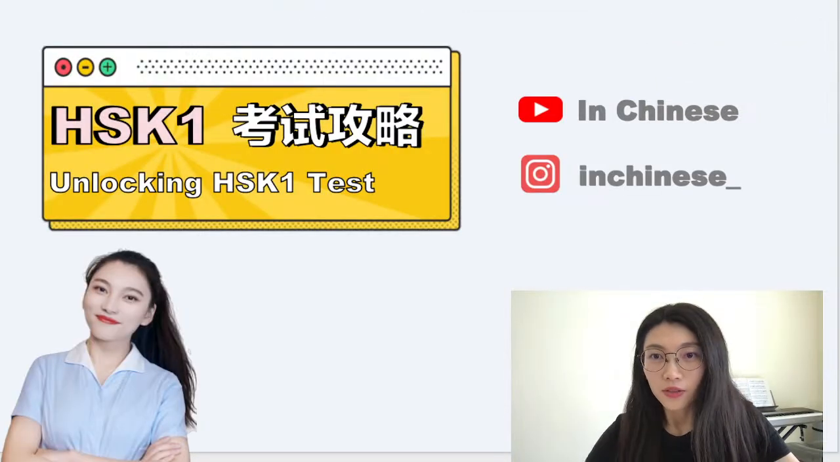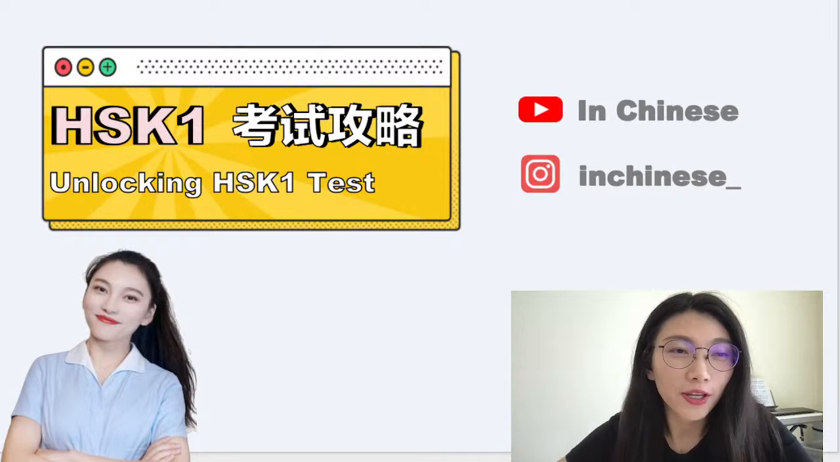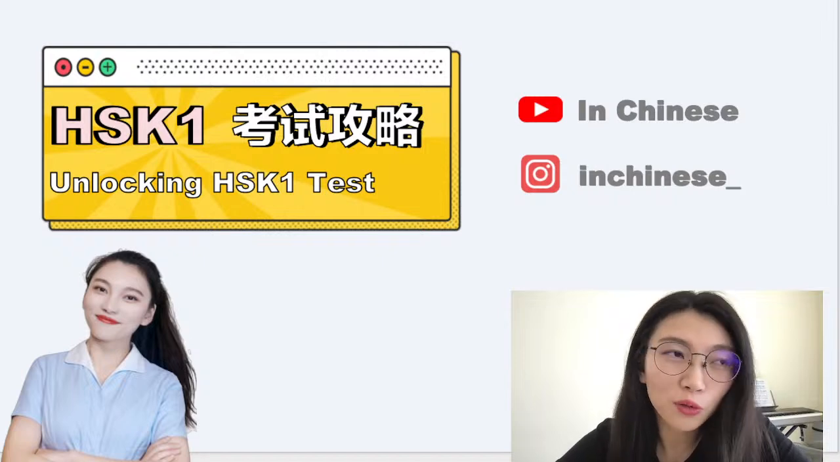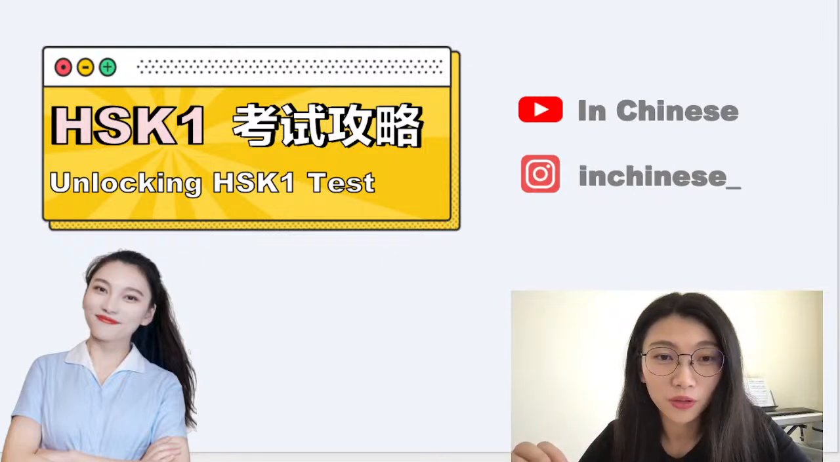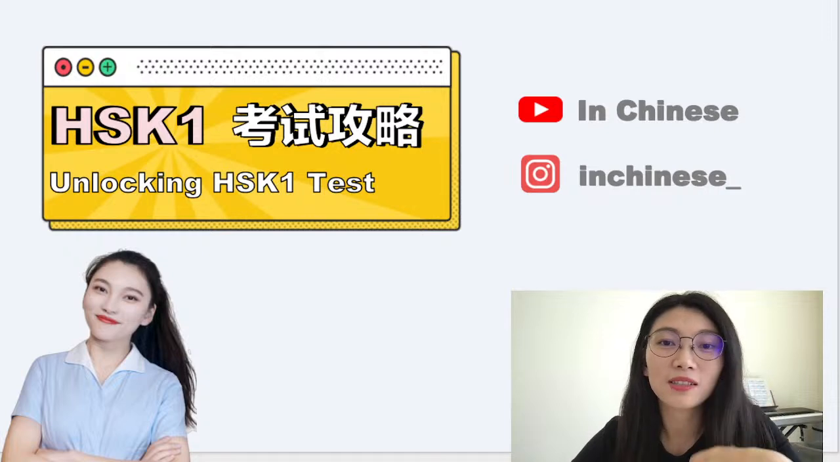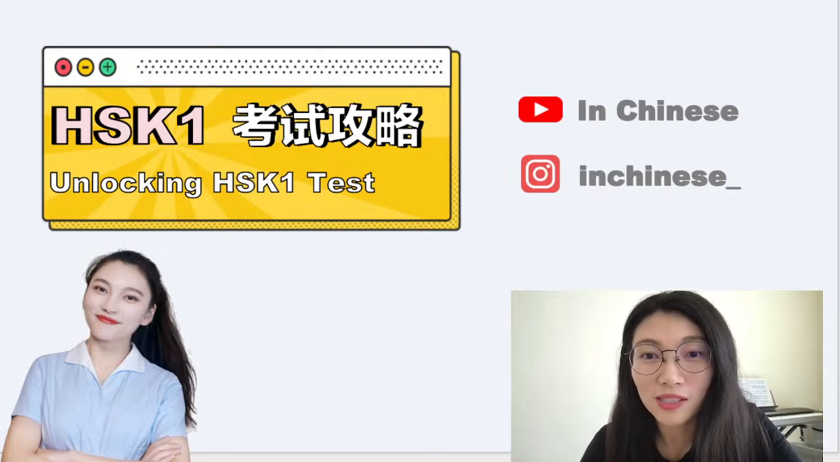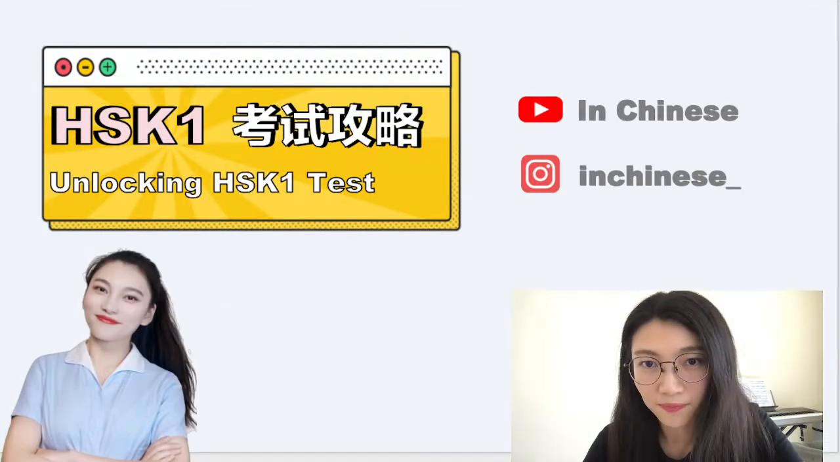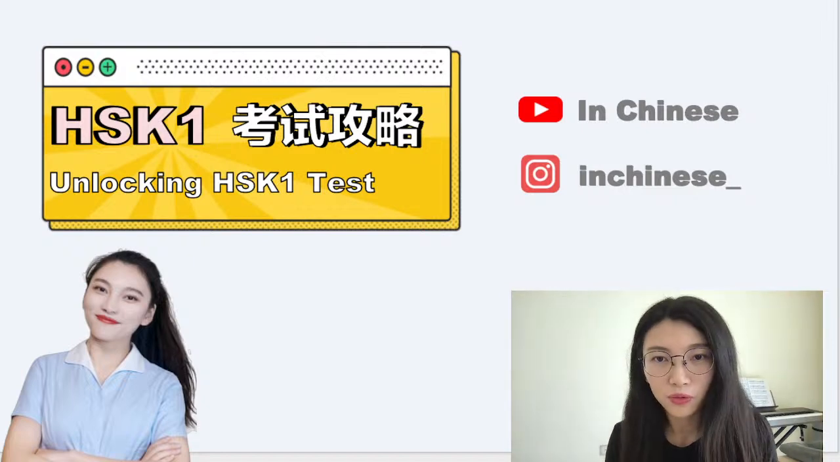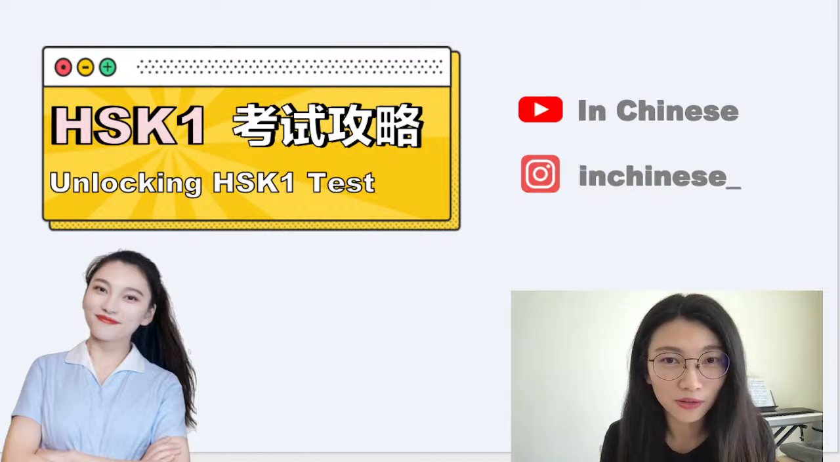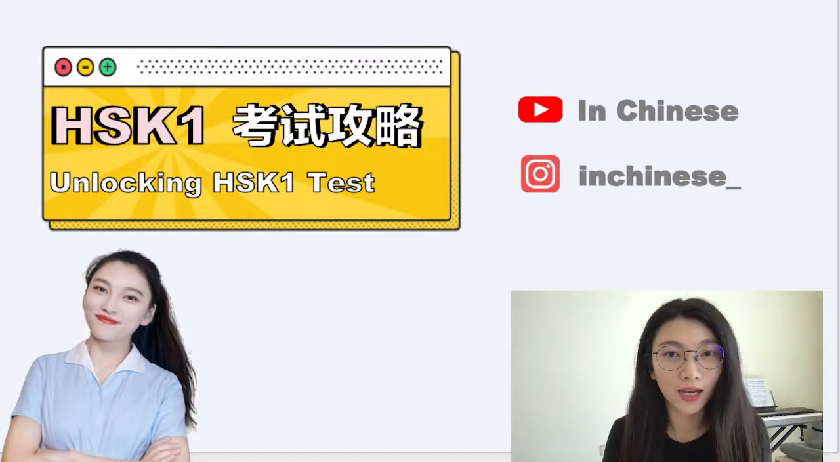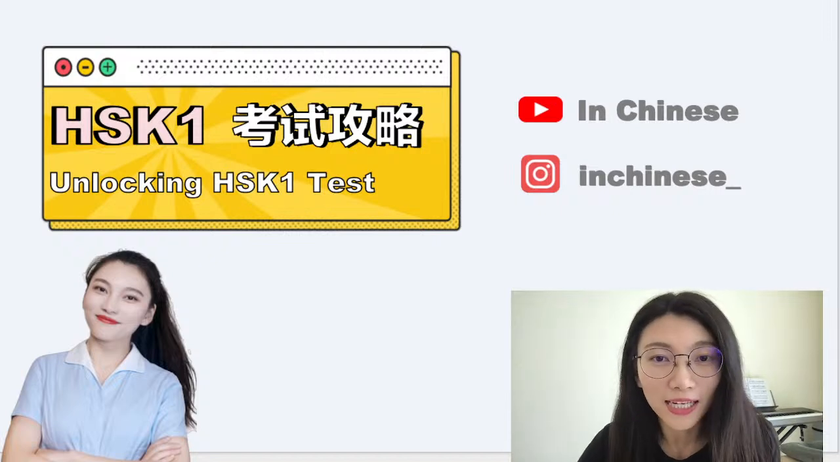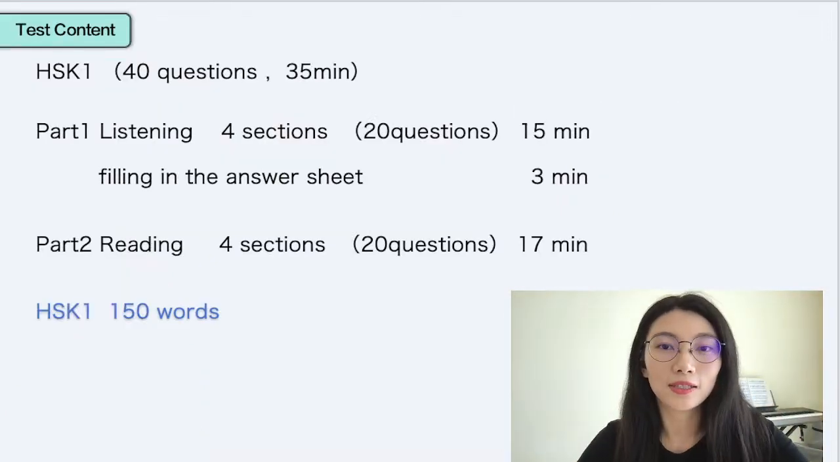All right. So now let's start from HSK1. HSK1 is for beginner level. So if you are zero about Chinese, if you are going to learn Chinese, or if you are just interested in Chinese, you can study the HSK1 exam. The HSK1 exam can help you to understand the basic Chinese vocabulary and the basic grammar efficiently. So let's look at the test content.